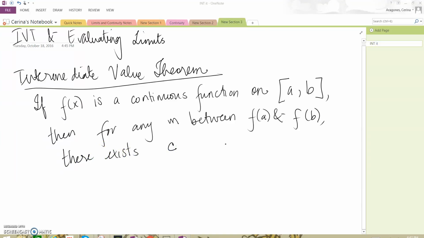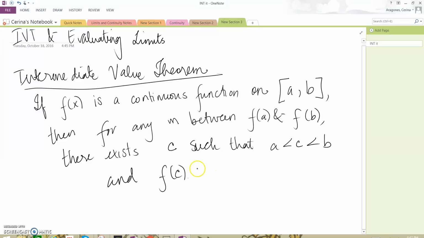c such that c is in between a and b, and if I plug in c into my function, I will get that value.